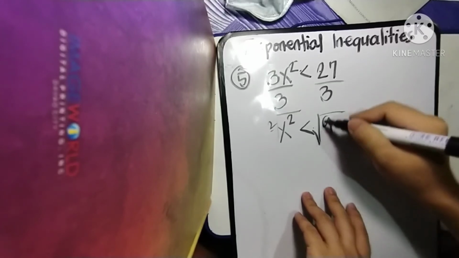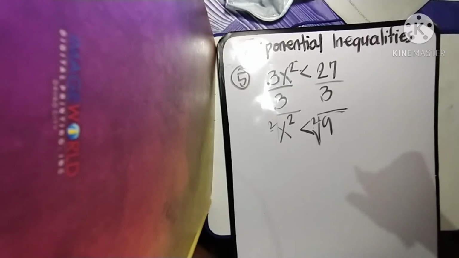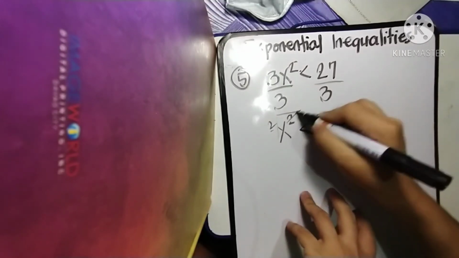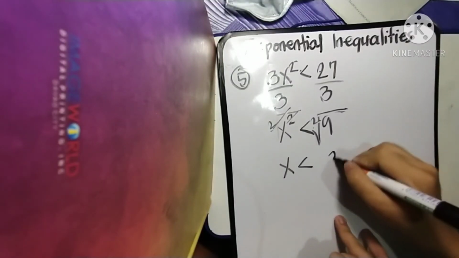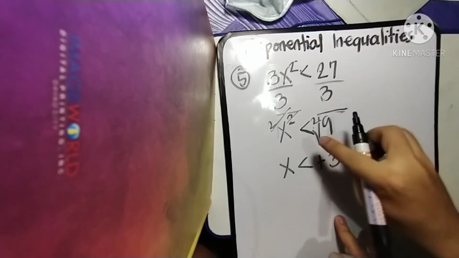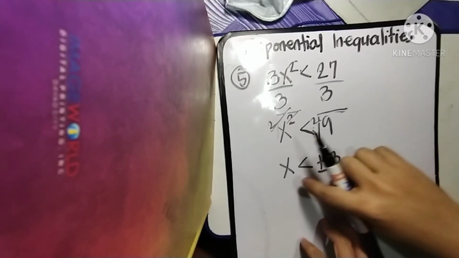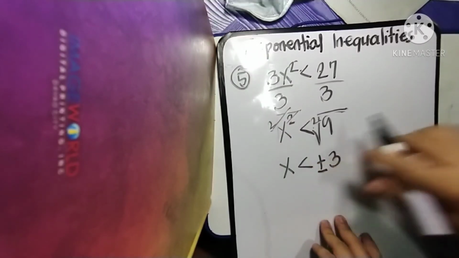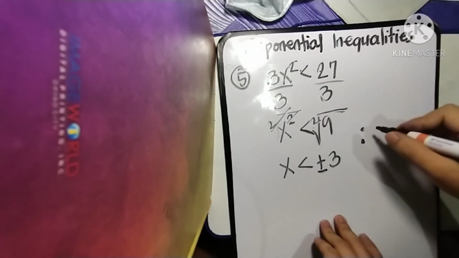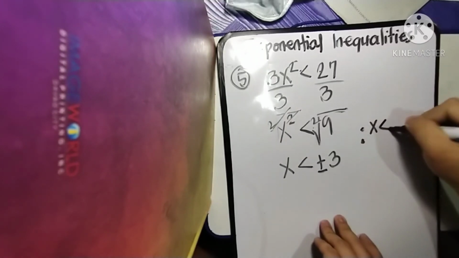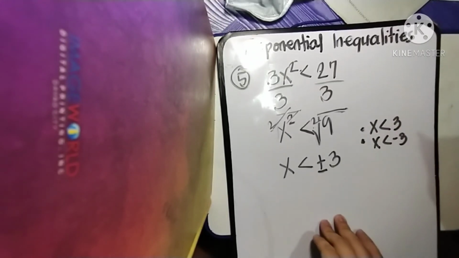So kung unsa gibuhat sa pikas, same process sa pikas. So take the square root of x squared and square root of 9. So 2 makancel, so mabilin is x is less than the square root of 9, which is 3. So we have, since exponent niya is 2, we are given 2 solutions, which are x is less than positive 3 and x is less than negative 3. So natay x less than 3 and x is less than negative 3.